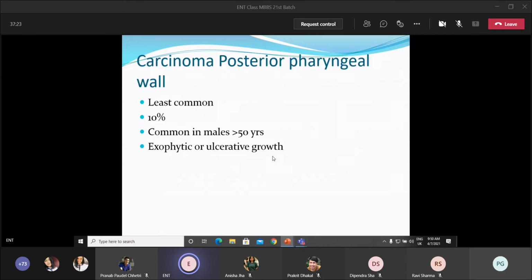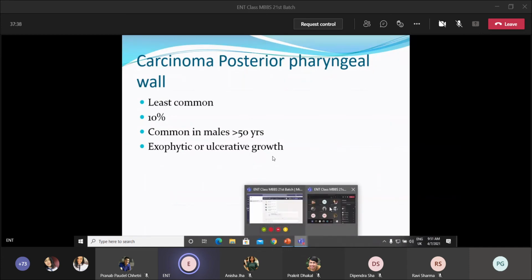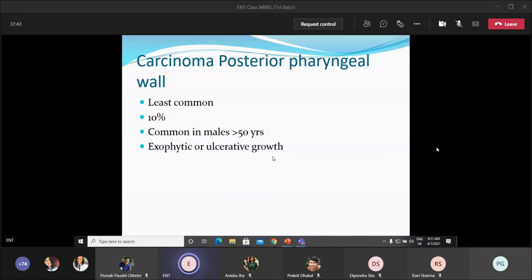Now, carcinoma of the posterior pharyngeal wall. So the three subsites, we are dealing with the carcinomas one by one. First was pyriform sinus, second was post-cricoid region, and third is the posterior pharyngeal wall. It is the least common of the three, occurs in around 10%. It is more common in males above the age of 50. And there is exophytic or ulcerative growth.